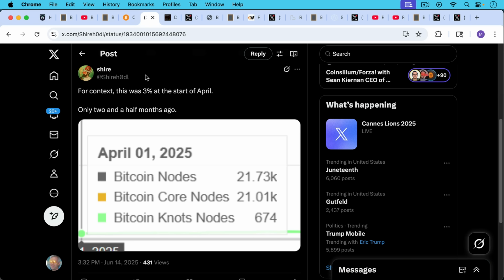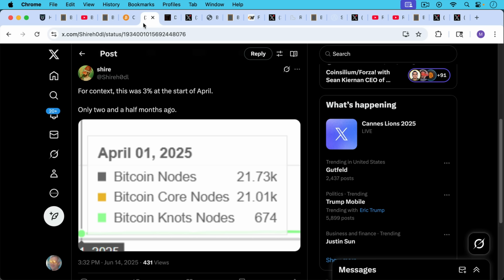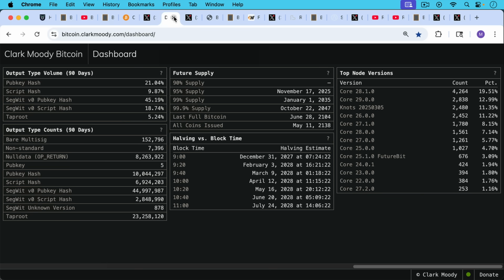As Shire Hoddle points out here, for context, that number was 3% at the start of April. So we're now over 12%. And just a couple months ago, that was at 3%, and there were only 674 Bitcoin Knots nodes.